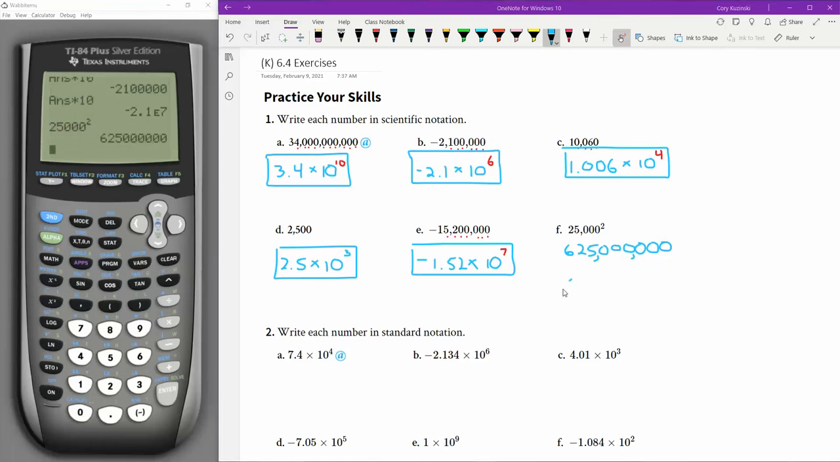Okay, so I want this to be 6.25 times 10 to the power of 368.